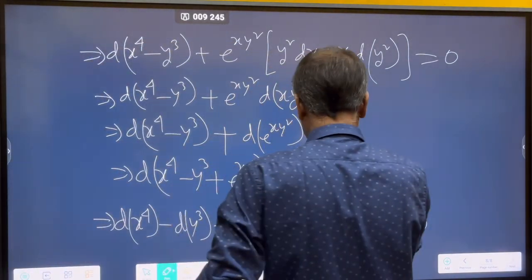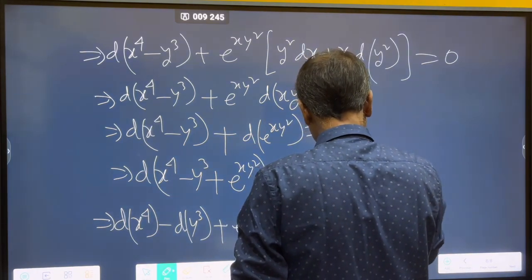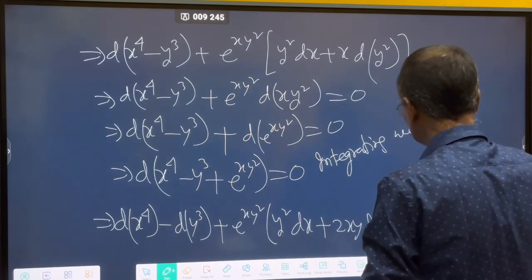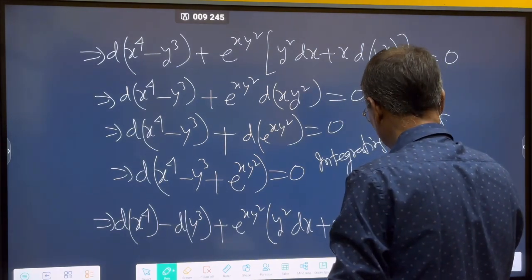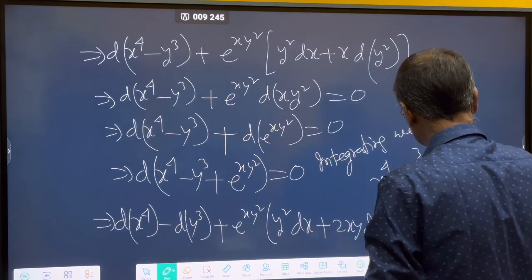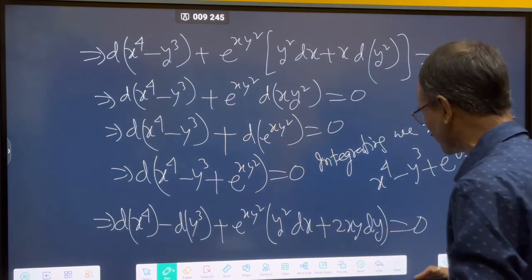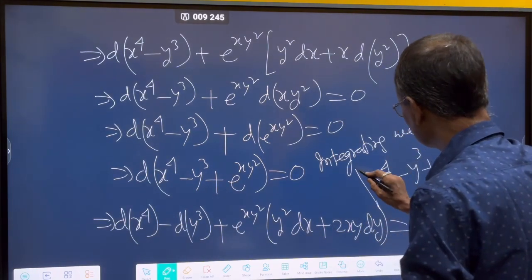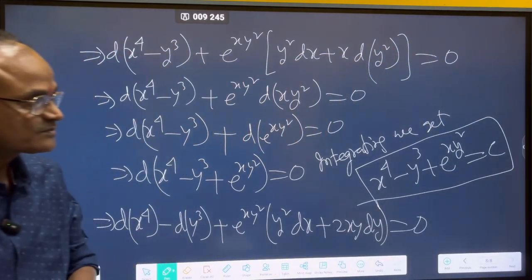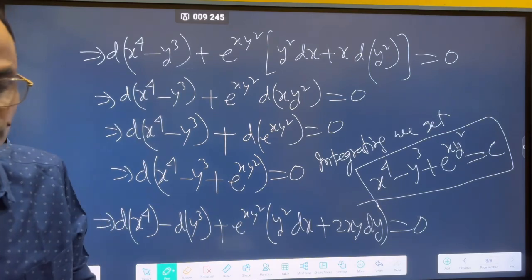Integrating, we get x to the power 4 minus y cube plus e to the power x y square equal to constant. This is the answer. We have got the same result.